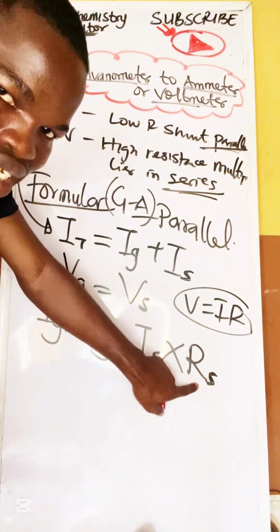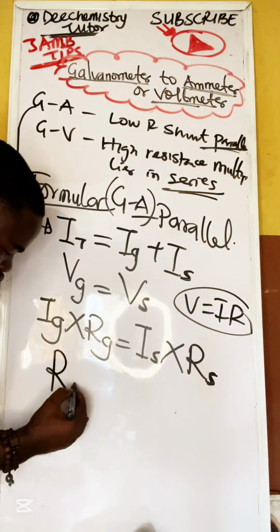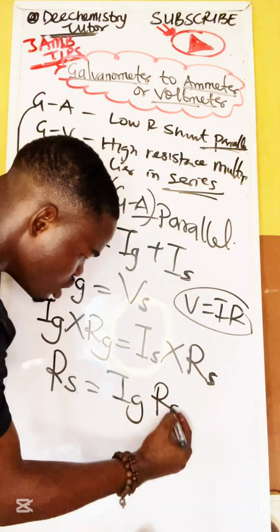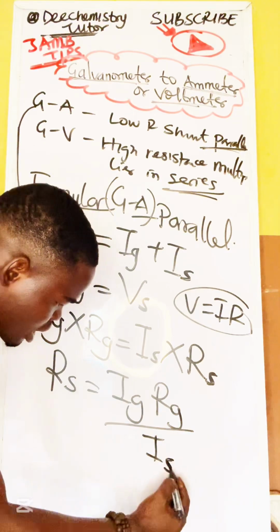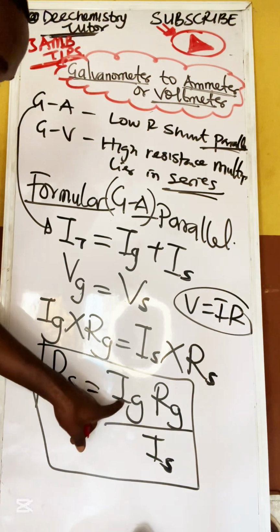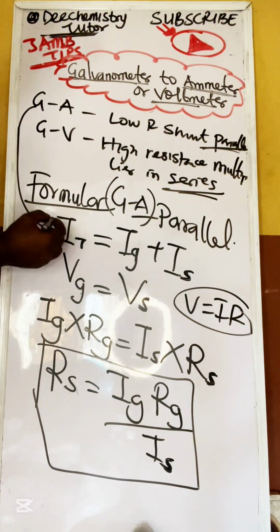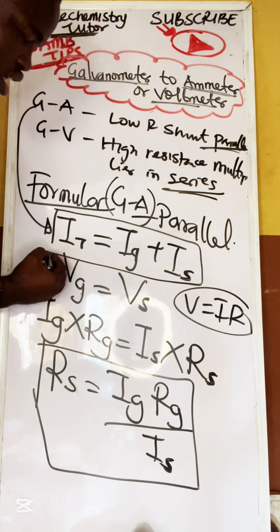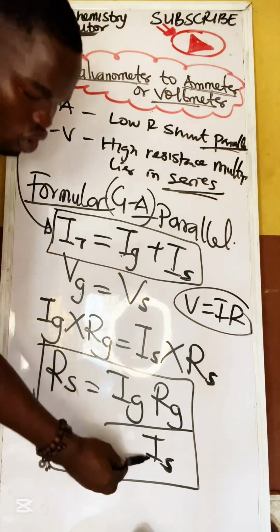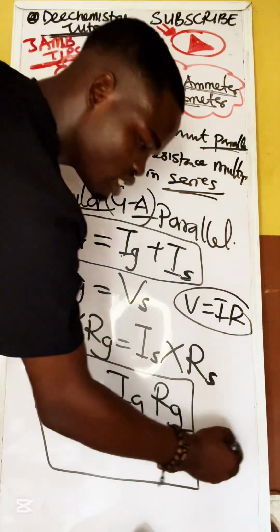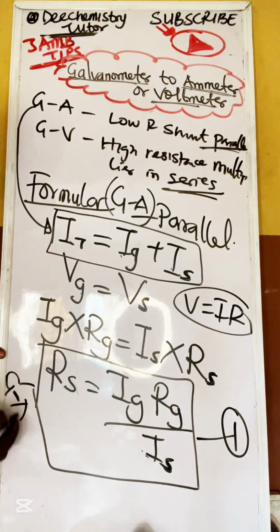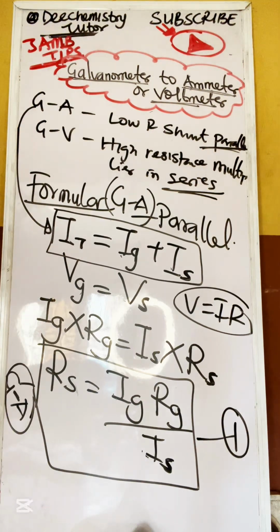That's the low resistance shunt that is connected in parallel. That means RS is what I'm looking for, which equals IG RG over IS. So this is the formula you need. Now, why do I tell you this? From here I can see I total, IG, IS, so I can always alter this. But this is the formula you need, when I'm converting galvanometer to ammeter. Very important. Very simple question.